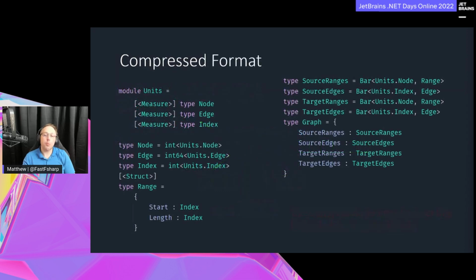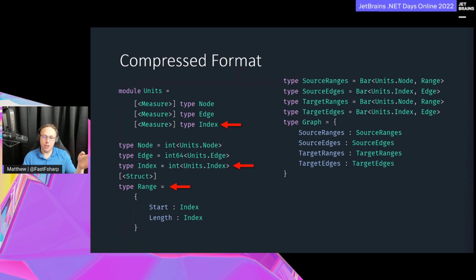And there is. It's a compressed format. If any of you have done sparse linear algebra, there's this idea of the compressed sparse row format. This is going to be kind of like that. If you don't know what that is, it's not a big deal. I'm going to walk you through it. I'm going to define a new unit of measure, which is index. I've got a new type, which is index. It's an int with a unit of measure of index. And I'm going to define a new struct, which is a range.